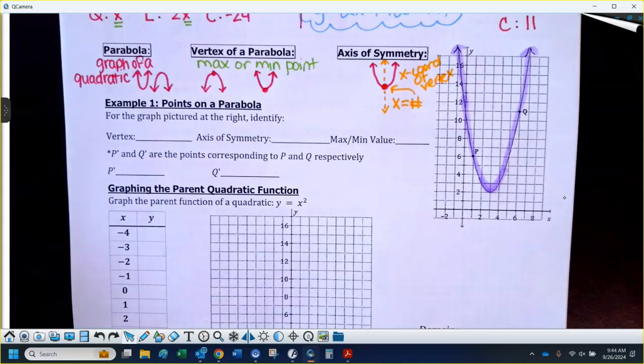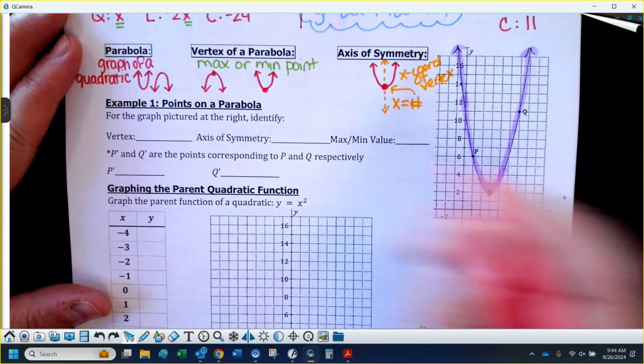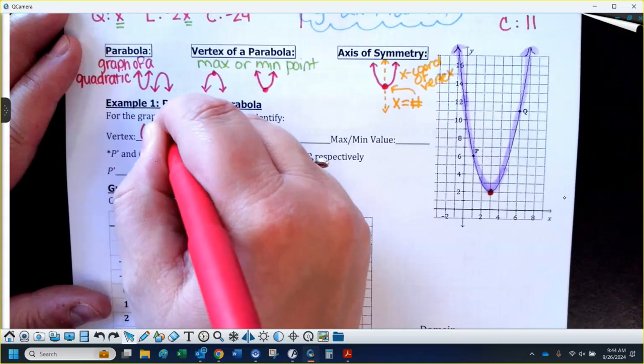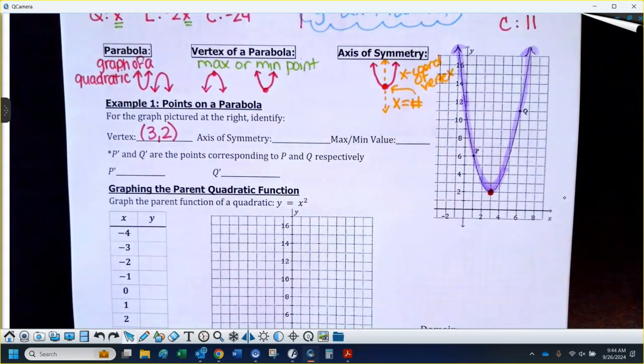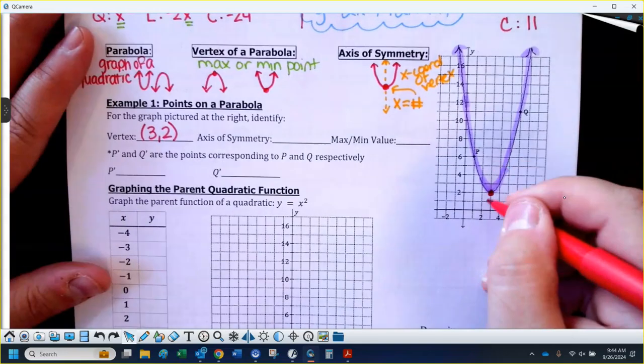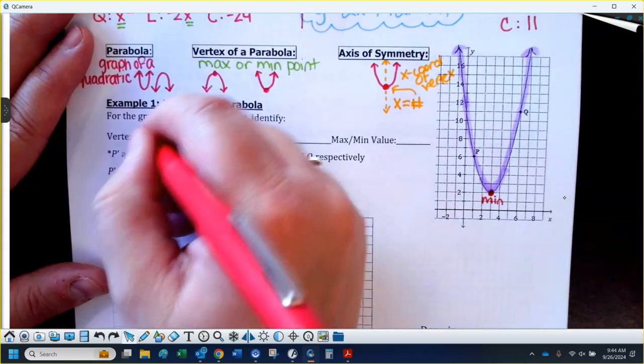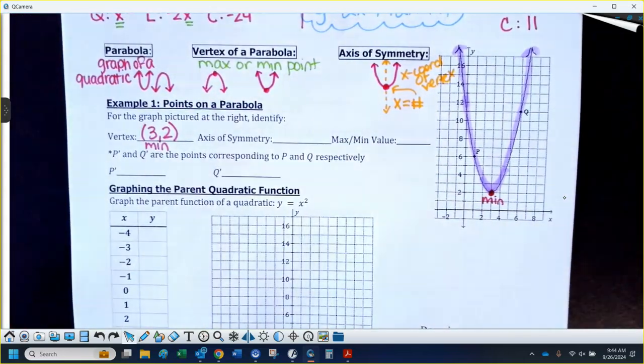Hunter, what do you think? Yes, there's your vertex right there. Now, I know it doesn't ask this, but would you tell me, on that graph, is that a maximum or minimum? Right, it's at the bottom, so this would be a minimum. I know it doesn't ask you that, I'm just going to jot that down real quick.